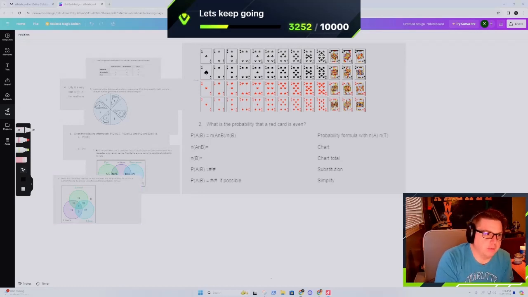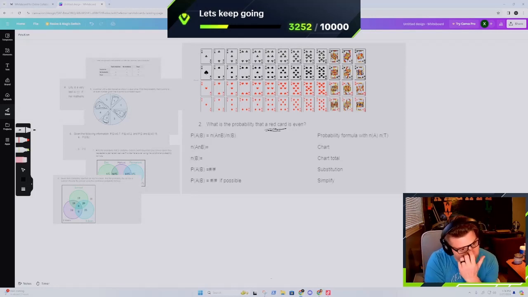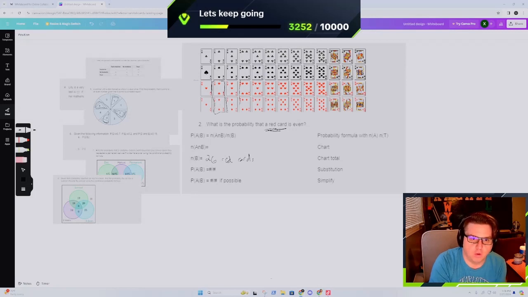All right. Number 2. So number 2, what is the probability that a red card, so once again, put a condition on it. It's a red card. That's our condition. Is even. So when we look at this, how many red cards are there? We talked about this before. There are 13 in each suit, and there are 2 red suits. There's hearts and there's diamonds. So that would give us 26 red cards. Okay? Now, we want a red card that is even. So 2 is an even number. 4 is an even number.